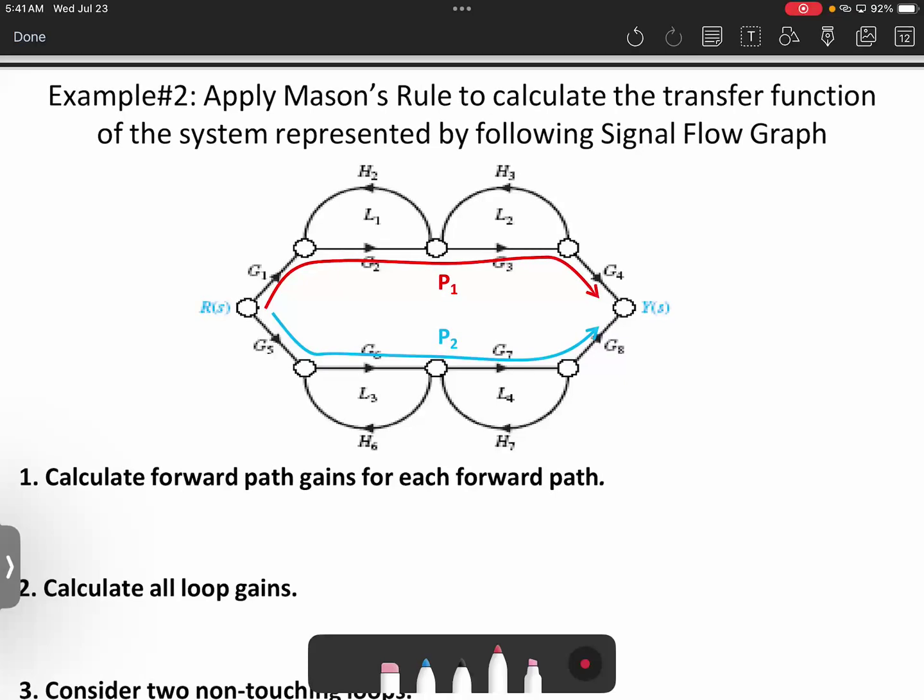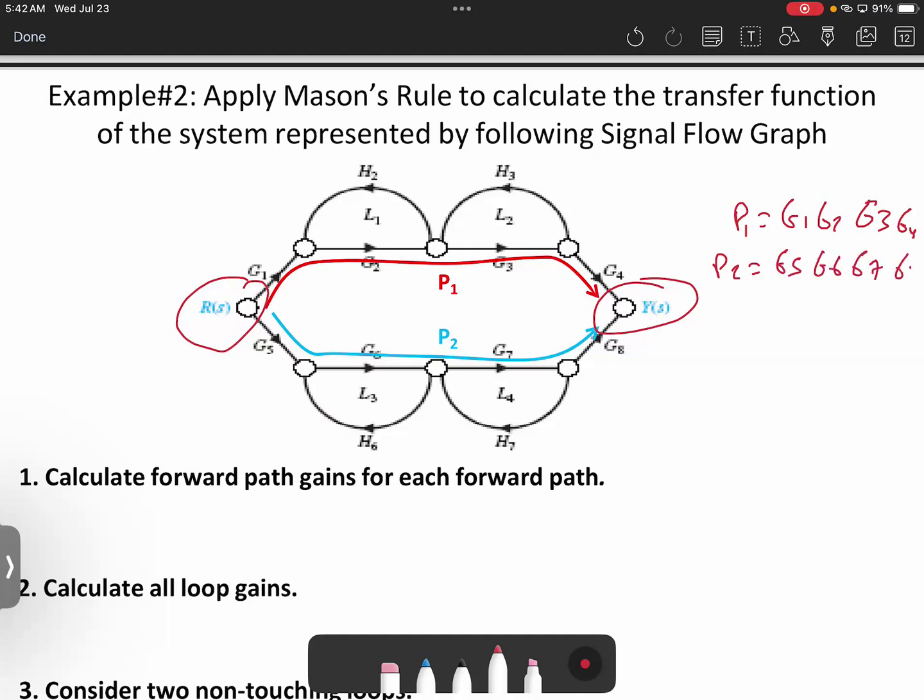Use this one. The first thing, identify the paths. I think it's already been shown in the graph, but anyway, the paths from R to Y. Again, how do I know R and Y? R is an input, everything goes out. Y is where everything goes in. So how many paths do we have? We have two paths, the blue and the red path. Path number 1 gain is what? G1, G2, G3, G4. How about path number 2? G5, G6, G7, and G8. That's great.